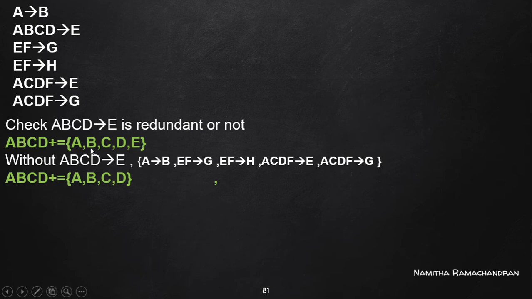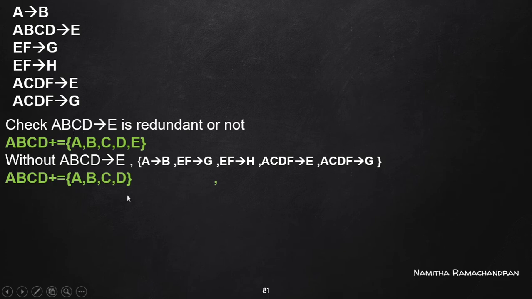A, B, C, D can derive A, B, C, D using the reflexive principle, and using this we can identify the value of E also. Without this A, B, C, D implies E, the remaining dependencies in the set are A implies B, E, F implies G, E, F implies H, A, C, D, F implies E, A, C, D, F implies G. In this set, find out the closure of A, B, C, D again. Now A, B, C, D can derive A, B, C, D, and using this we can't identify the value of any other attribute. So this is the final closure.